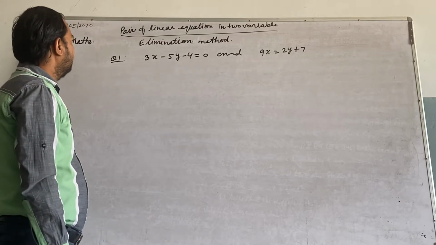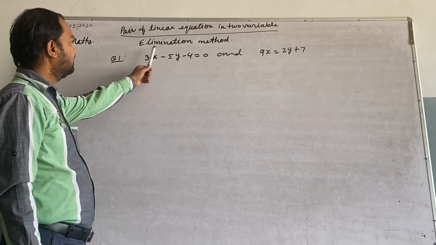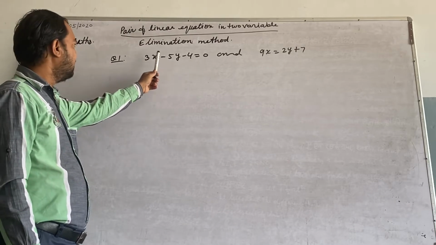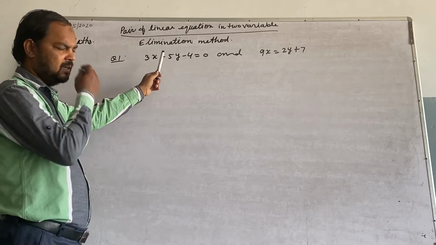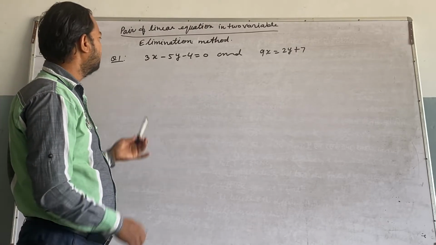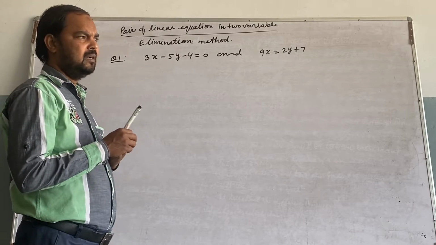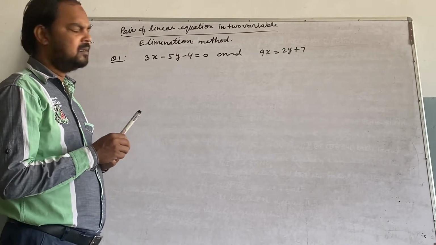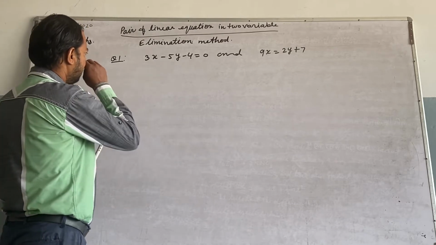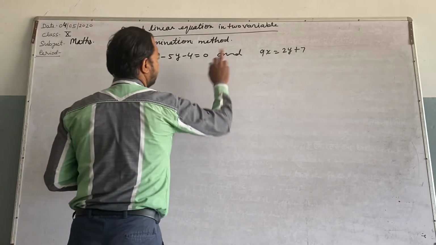Today we are going to learn the elimination method for solving a pair of linear equations. This is an algebraic method, right? To solve a pair of linear equations, we have studied the graphical method and the substitution method, and next is the elimination method. Okay? First of all, we will try to write this equation in proper way.